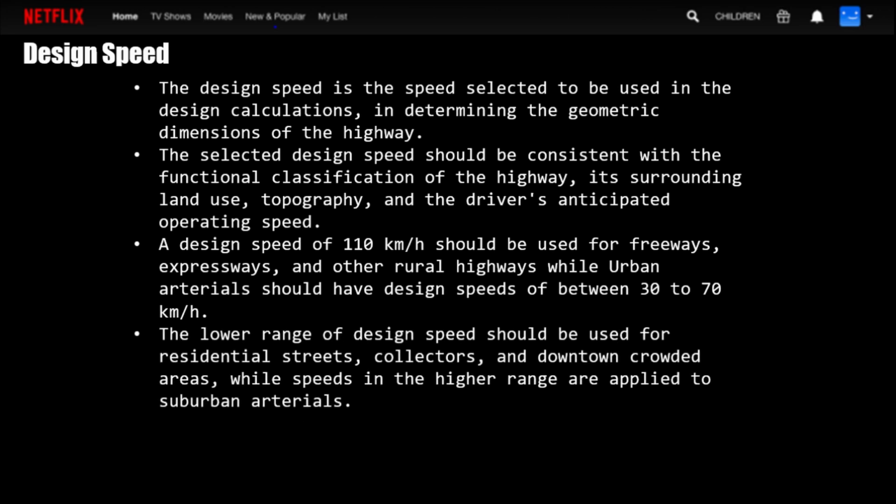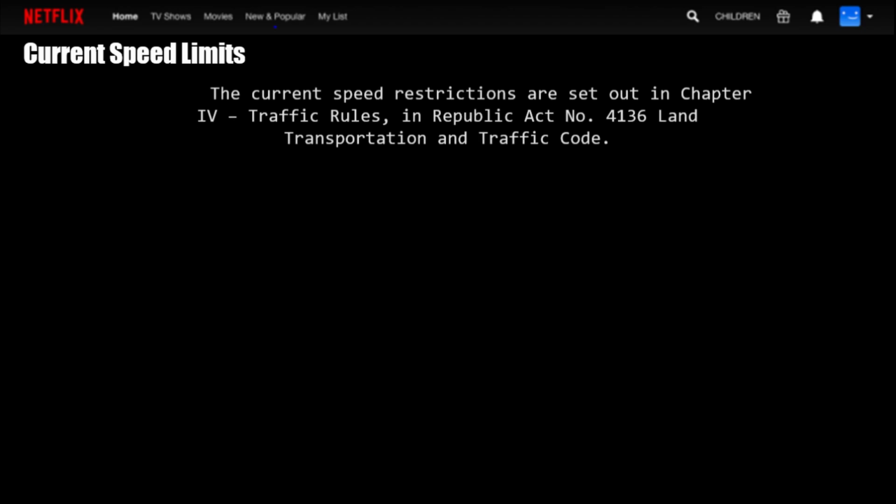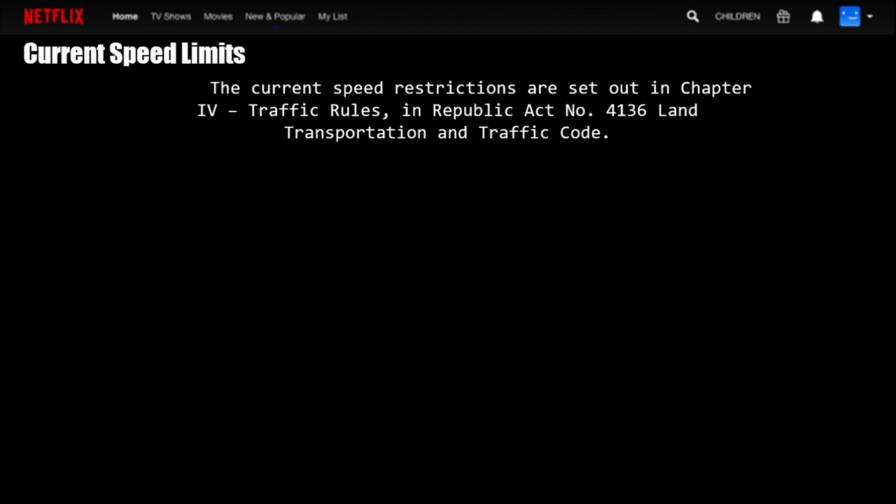The lower range of design speed should be used for residential streets, collectors, and downtown crowded areas, while speeds in the higher range are applied to suburban arterials. The selected design speed should be an increment of 10 km per hour. Design speed is different from a specific design element because it establishes the range of design values for many of the other geometric elements of the highway. It is a fundamental choice for a designer.